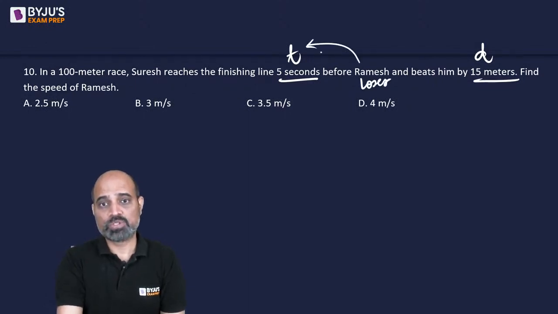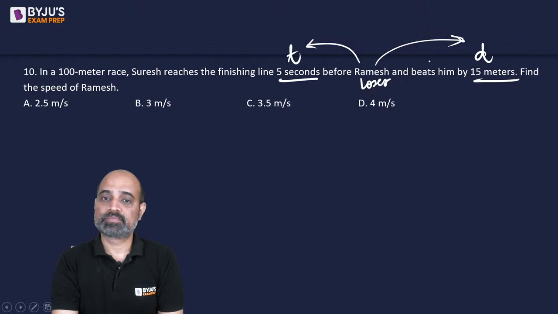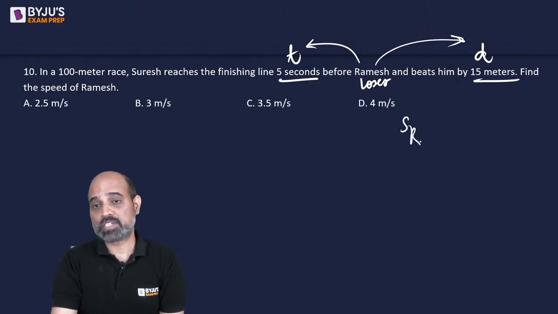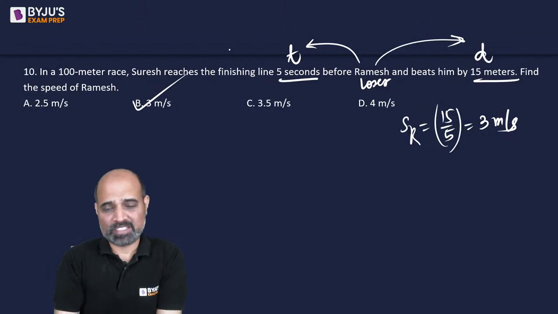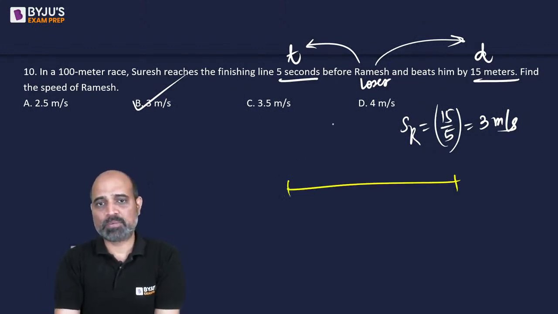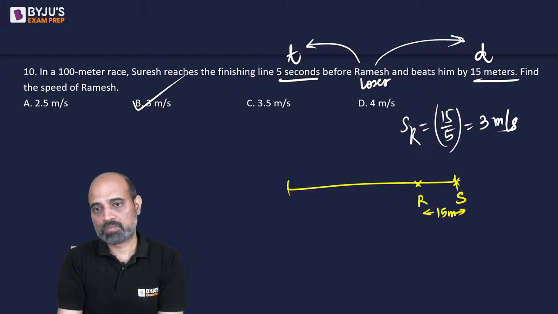So ये loser का time और distance होता है. So रमेश की स्पीड क्या हो जाएगी? रमेश की स्पीड हो जाएगी 15/5 डिस्टेंस अपॉन टाइम, 3 meters per second और आंसर आ गया. Right? The pure reason behind this is if I'm looking at Suresh beats Ramesh by 15 meters, मतलब सुरेश जब फिनिशिंग लाइन पे था तो अपना रमेश भाई साहब 15 मीटर पीछे था. ठीक है? एंड इट्स अ 100-meter रेस ऑफ कोर्स.